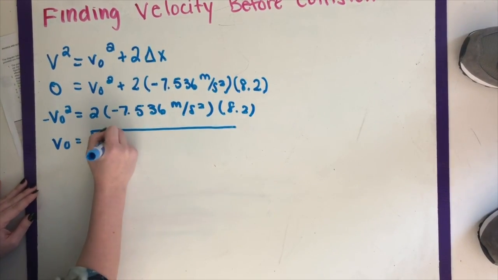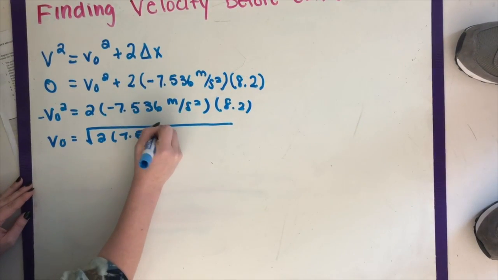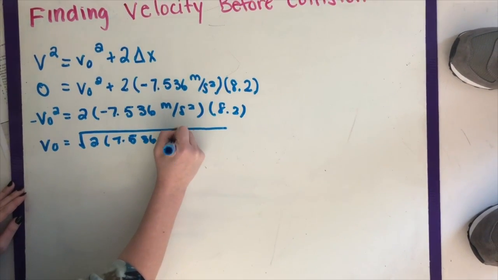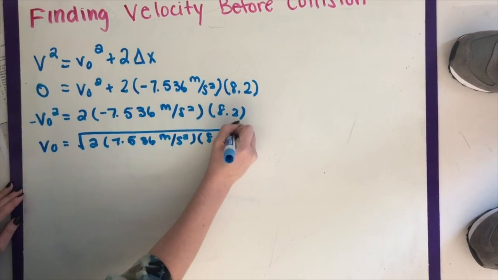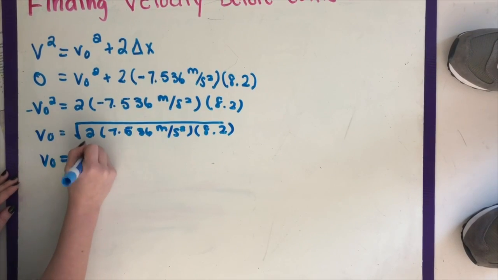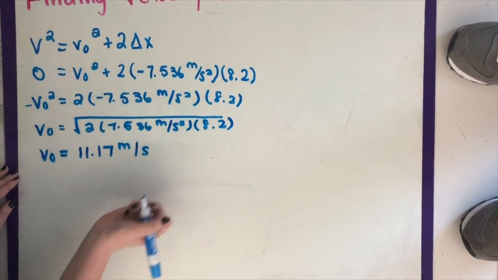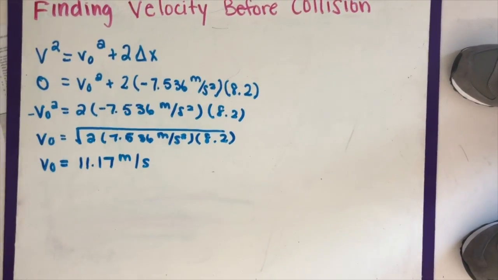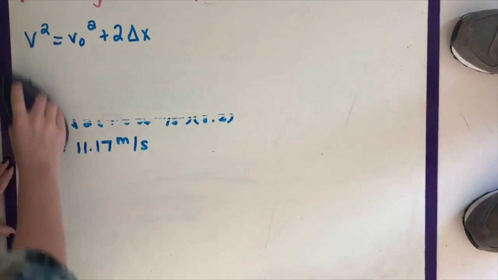That will give us the negative initial velocity squared is equal to 2 times negative 7.536 meters per second squared times 8.2. And now we will just plug this value in. We will take the square root of both sides, and that will give us the initial velocity value of 11.17 meters per second for the car.